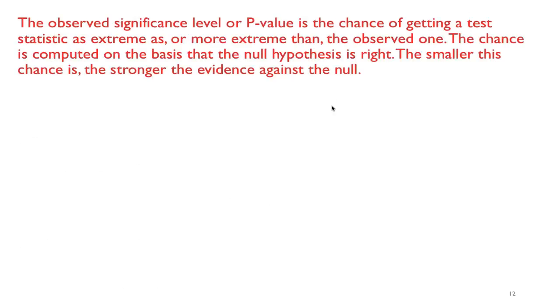So the p-value, the observed significance level, is the chance of getting a test statistic as extreme as or even more extreme than the observed one. The chance is computed on the basis that the null hypothesis is right. The smaller this chance, the smaller the p-value, the stronger the evidence against the null hypothesis. That's very important to understand.